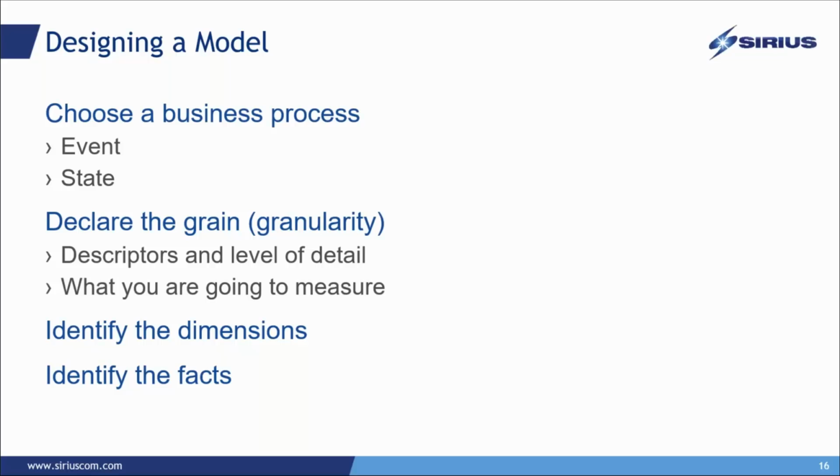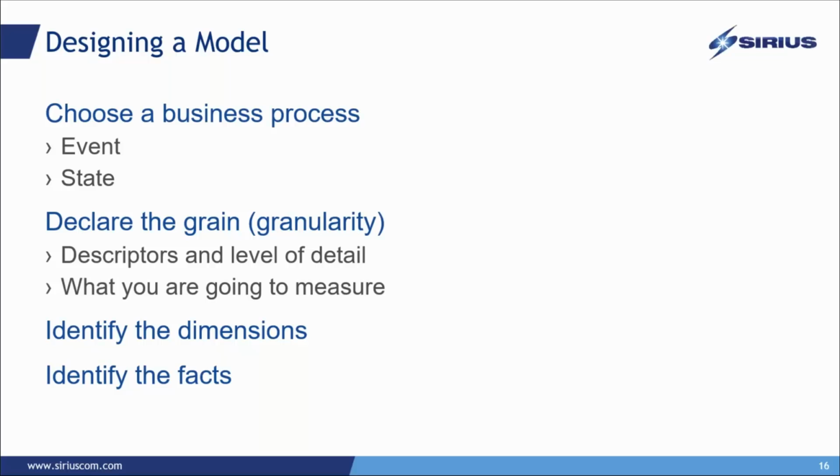There are other business processes where it's a state. So, for example, at the end of the month, you close the books, and here's the financial state with all of your accounts and what's the balance in each account, and you may take a snapshot of that state of your business every month. But you're looking at the events or the state of the business.